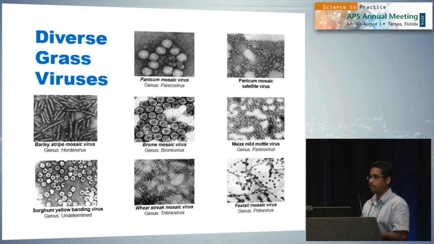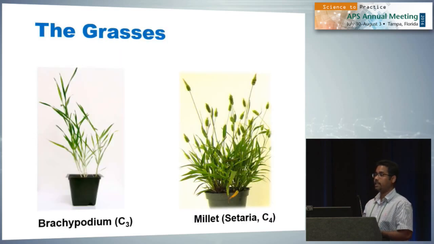We established Brachypodium as well as another grass in a C4 clade, Setaria, as hosts for all these virus combinations. So the goal was to essentially compare some of the responses we saw in Brachypodium and PMV, and compare them in these different viruses and the 2 different grass types.